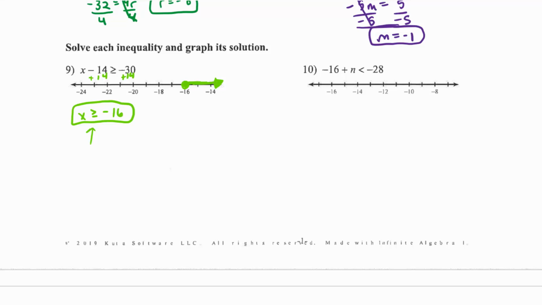On 10, we want to add 16 to both sides. So that means that n is less than negative 28 plus 16 is negative 12. That is part of my answer. And then because it's less than but not equal to, I'm going to put an open circle that's not filled in. That shows someone looking at this answer that negative 12 is not actually a possibility for my answer, but all the numbers that are less than negative 12 are, which are the numbers to the left of negative 12. In other words, this direction. So that's some inequalities for us.